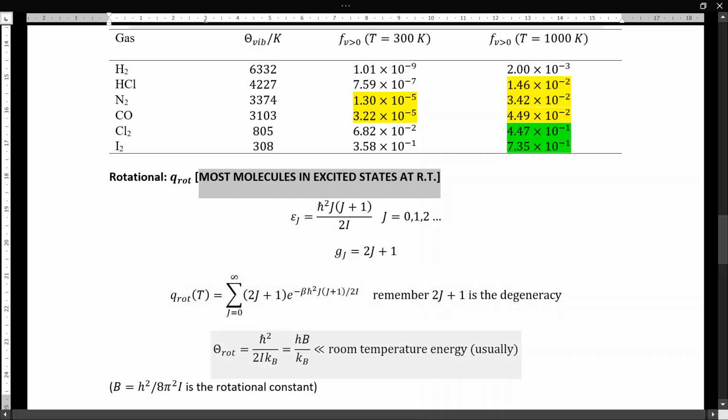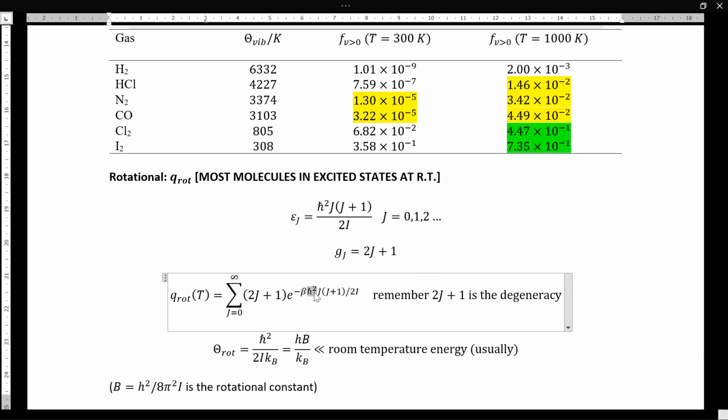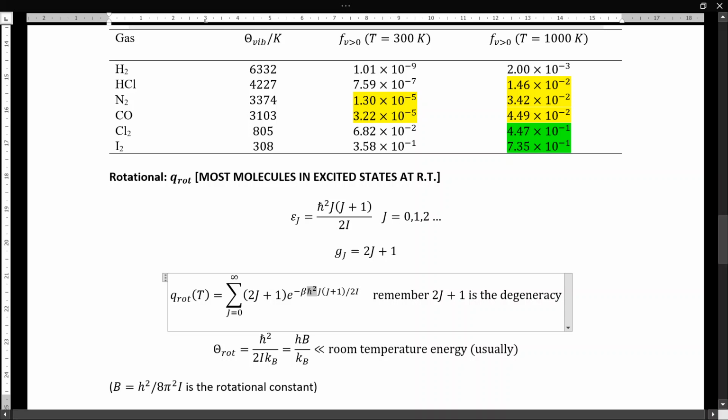Let me at the very outset define the rotational temperature, which I can see from here. I don't need to involve the quantum number; all I need is to leave out the quantum number and leave out the temperature. So h cross square by 2I, and beta is 1 by kT. So h cross square by 2I k_B, which I can also write as hB by k_B.